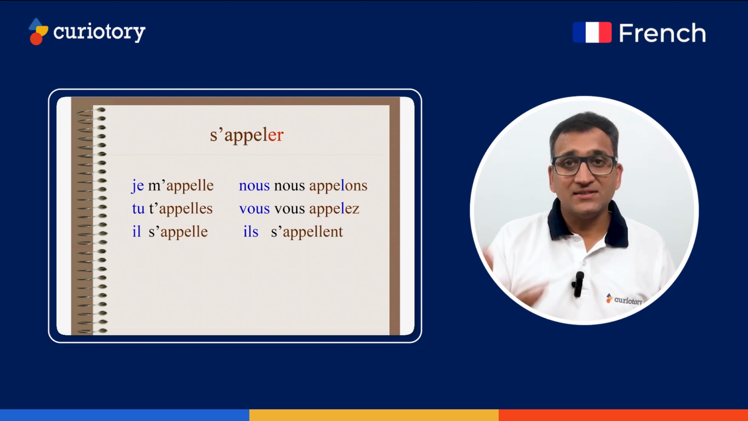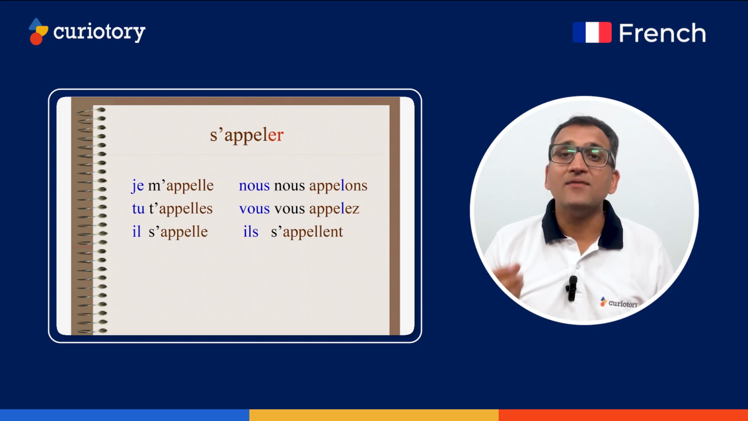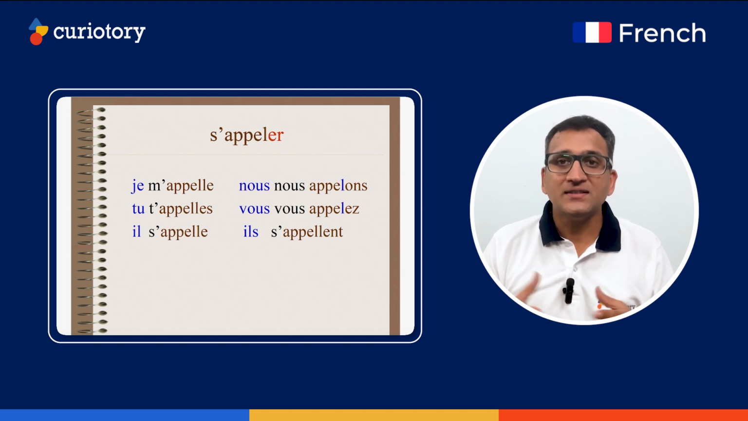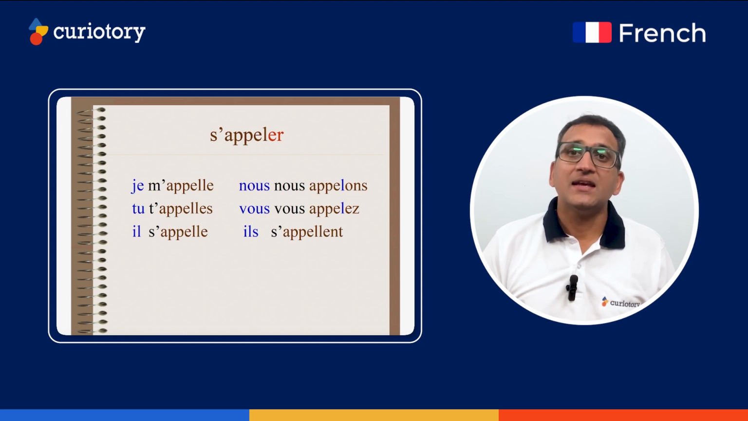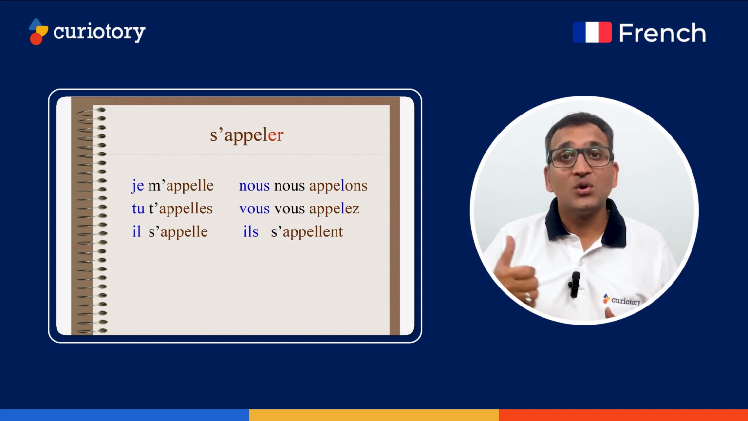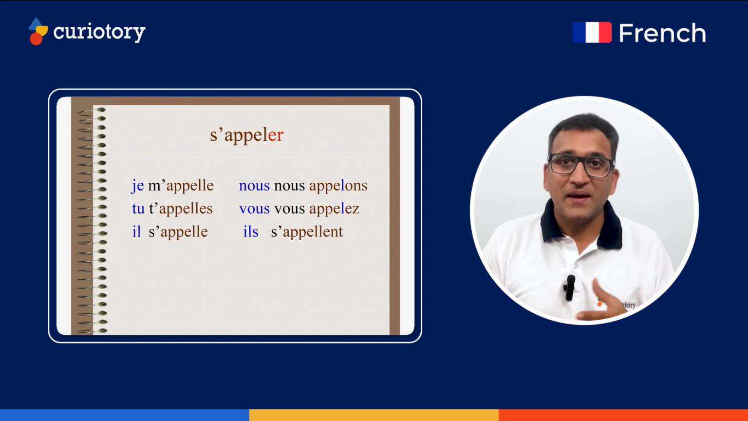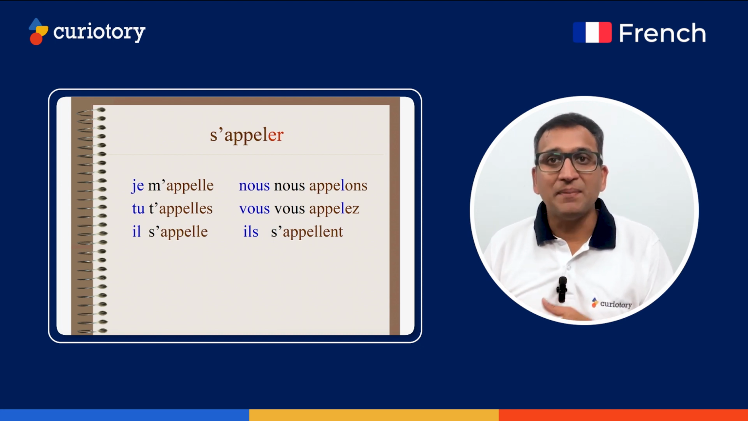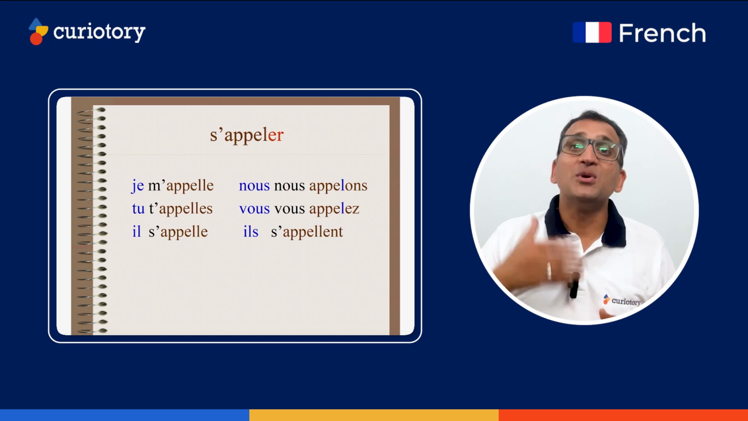Remember, if I need to ask the question, what is your name? I will simply add the word comment, like we did in the first video. What is your name? Comment tu t'appelles. Fine. If I need to ask what is his name, comment il s'appelle. So the spelling of comment is C-O-M-M-E-N-T, comment. So comment il s'appelle, comment elle s'appelle, comment tu t'appelles.